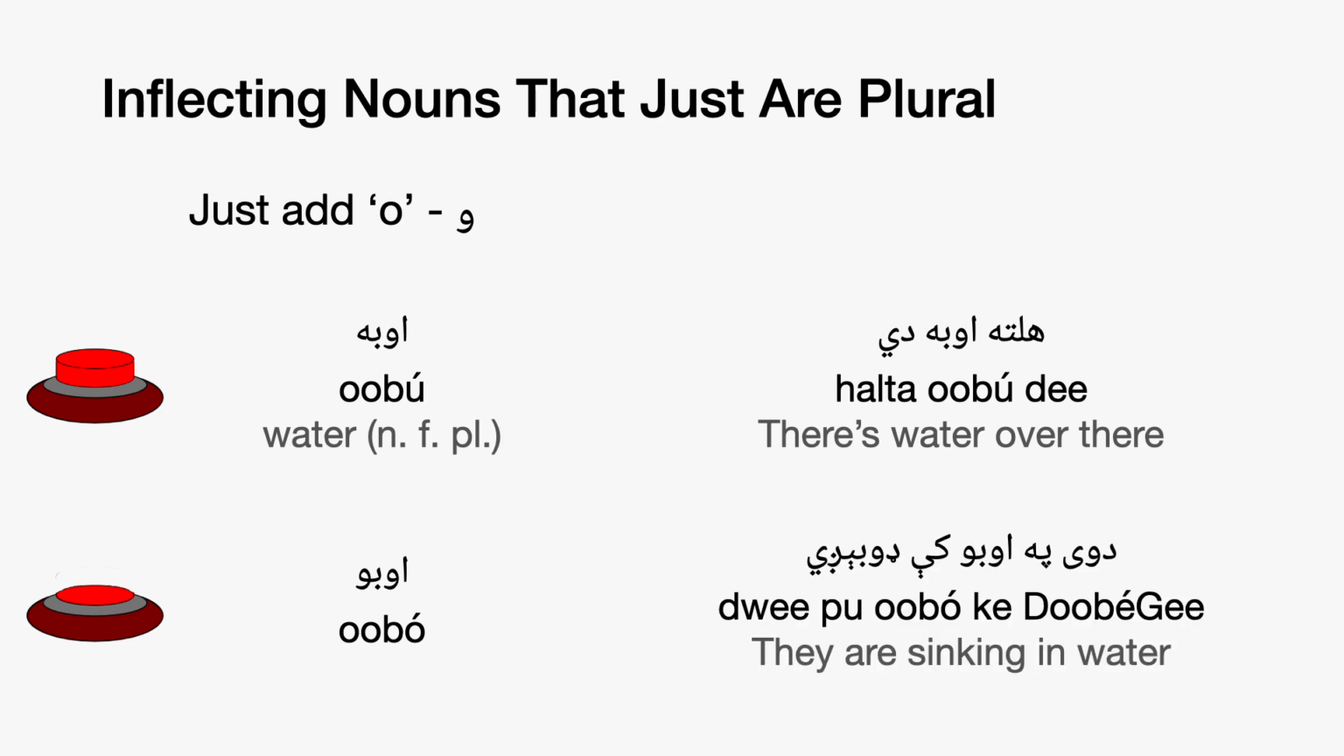But if I say dwi pooboki dubigi, they are sinking in water. Puuboki, in the water, and because uba is a plural noun, and we stick it in a sandwich, then it has to inflect. Puuboki dubigi.